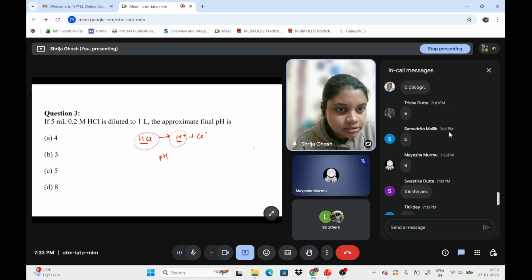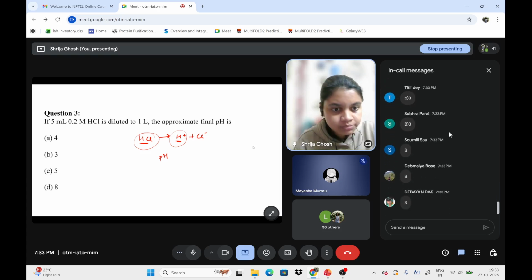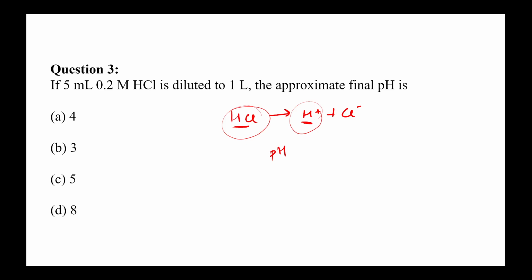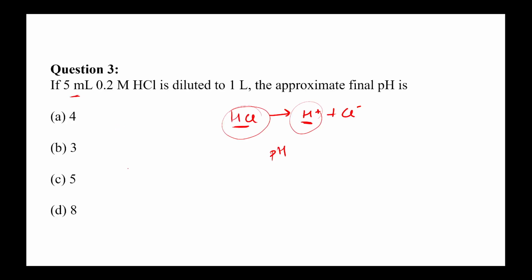Okay, I'm getting answers in the chat box. All of you are saying option B, pH 3 is the answer. Let's see if that is the correct answer or not. To solve these kind of questions, the easiest way is to use the M1V1 is equal to M2V2 formula. So we have initial volume, that is V1. We have initial concentration, that is M1. And this is equal to M2 into V2. So we have initial volume as 5 ml, initial concentration as 0.2 molar, and final volume as 1 liter.